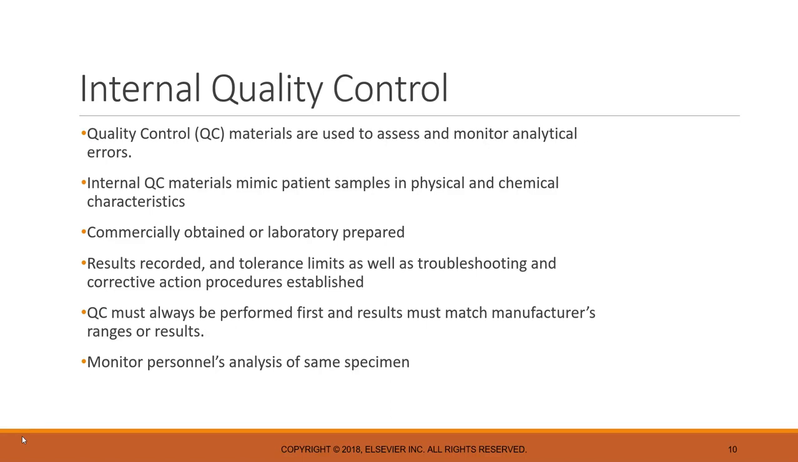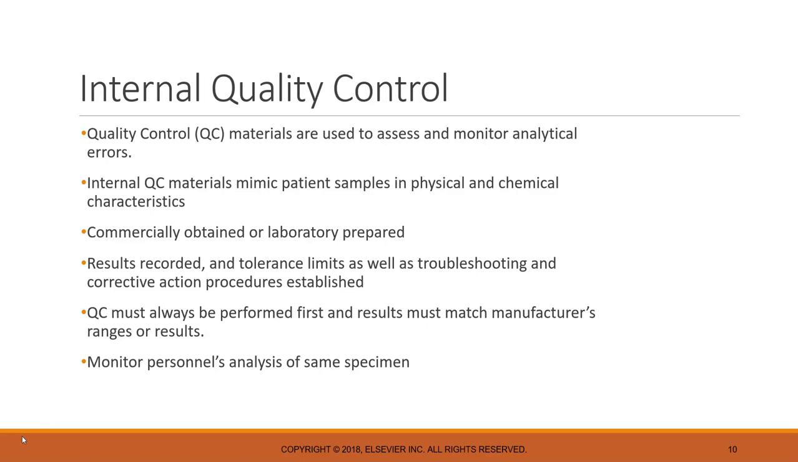So what we do is we have these materials, they're QC materials, that mimic patient samples. They're just like the patient, but we know what's in them. And there's usually a low, a high, and a normal. And again, it has the same chemical characteristics as true patient samples. We usually obtain these from vendors. Making them in the laboratory is ill-advised unless you work in a really large laboratory. We just don't have the time. The results are recorded, and tolerance limits as well as troubleshooting and corrective action procedures are established.